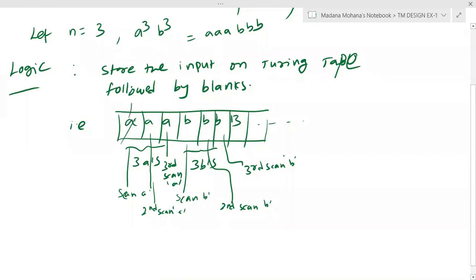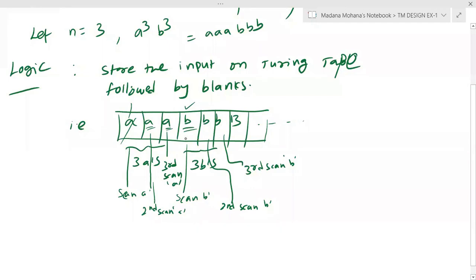Whenever the first A is scanned, it has to move towards the right to search for the first B. After scanning one A, we have another A also, the third A also. All these A's are skipped without changing state. It skips until it finds the first B. Whenever the first B is found, it is replaced by some other symbol. Then it won't move right.